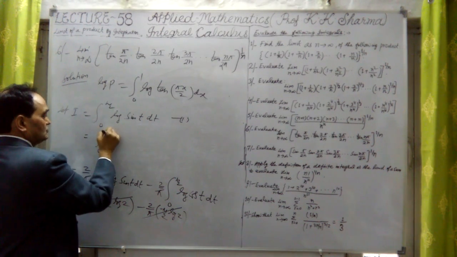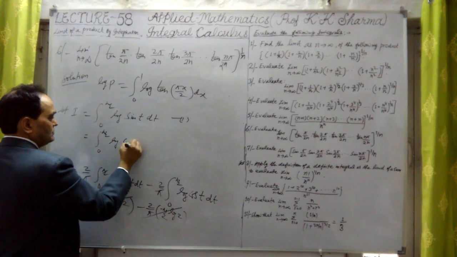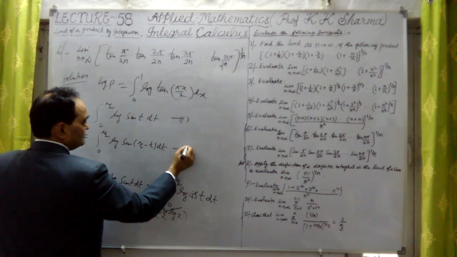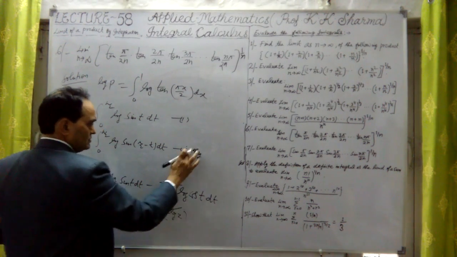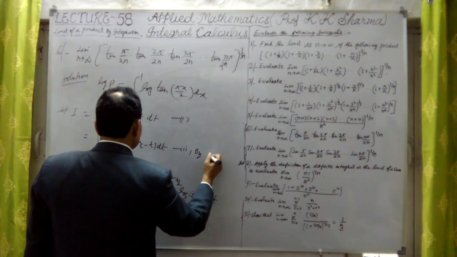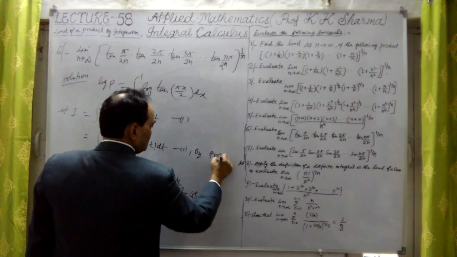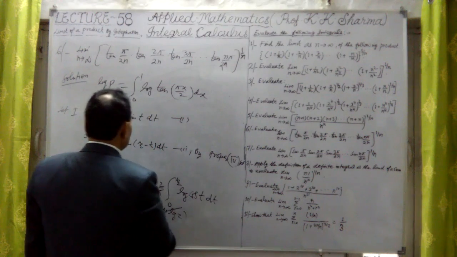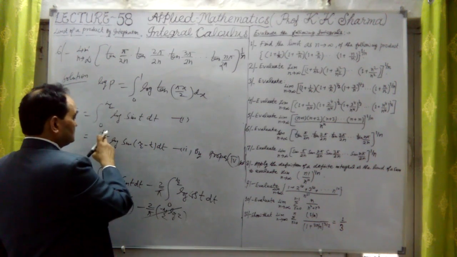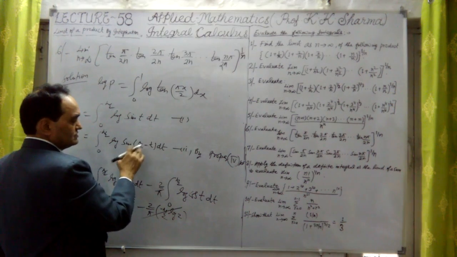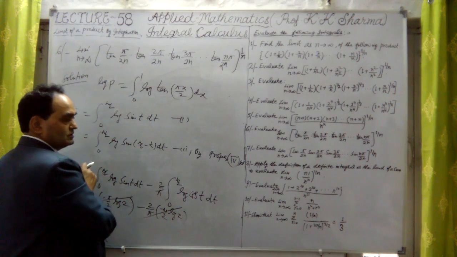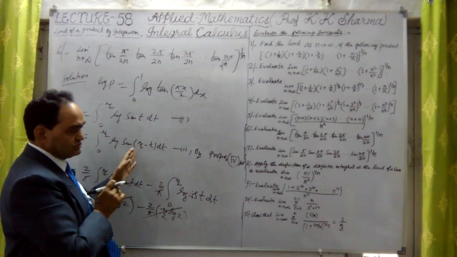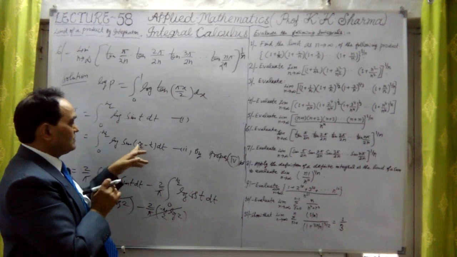And it can be converted as the integral from 0 to pi by 2 of log sin(pi by 2 minus t) dt. What is this? This is by definite integral property four: f(x) equals f(a minus x), that is, the upper limit minus x.